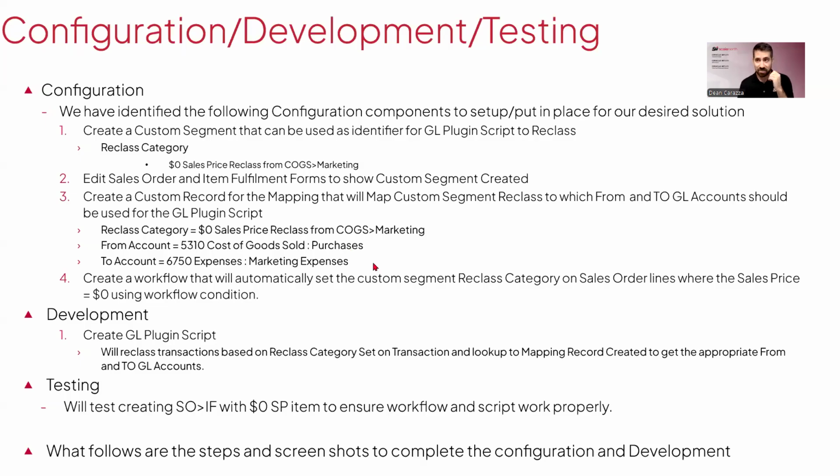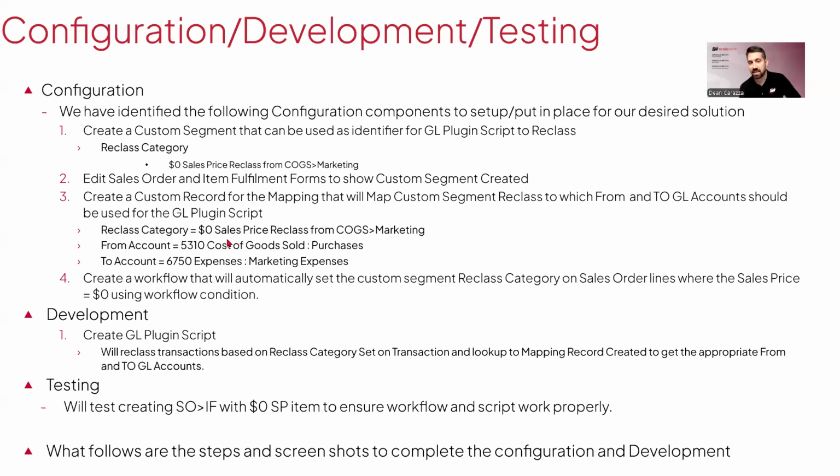So we've identified the following 4 elements that will go into configuring this solution. Step 1, we're going to create a custom segment, which can be used by the GL plugin script to identify the reclass category. Step 2, once we've created a custom segment, we'll have to enable that to show up on our transaction forms. Step 3, we're going to create a custom record or a mapping record that will basically serve as the basis to know if the reclass category is X, what is the from account and to account that should be used by the GL plugin script to make that reclass.